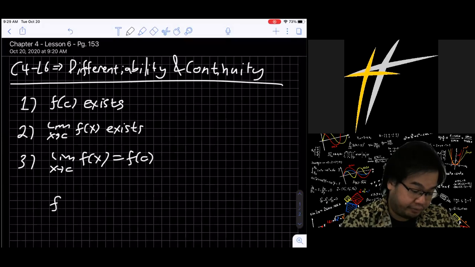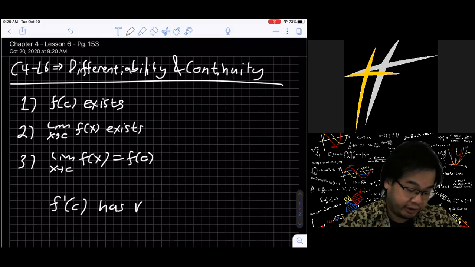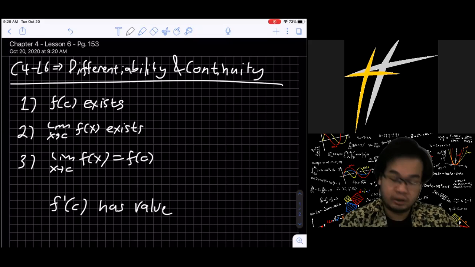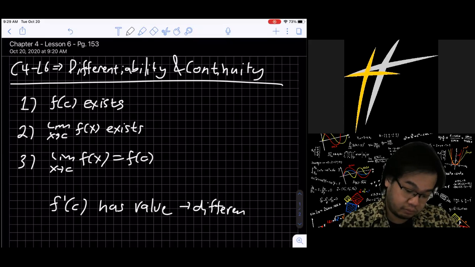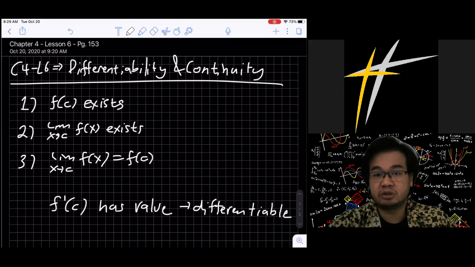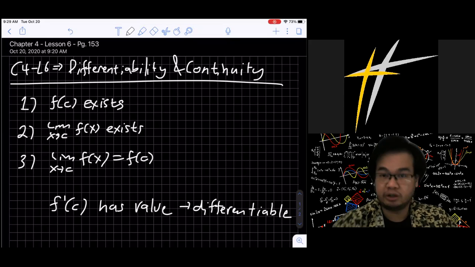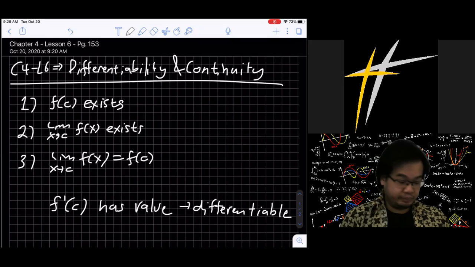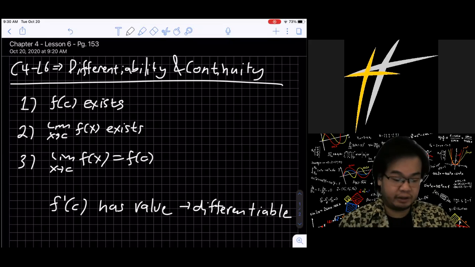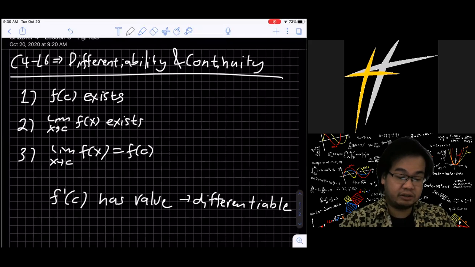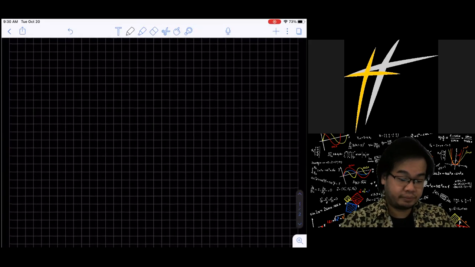So when f'(c) has a value, then it's called differentiable. Then function f is called differentiable when x equals c. Okay, so now what does it mean? Usually a graph is given, then you need to determine whether your function is differentiable or not. Okay, so let me give you an example of a graph.